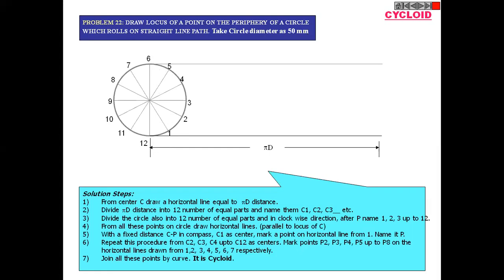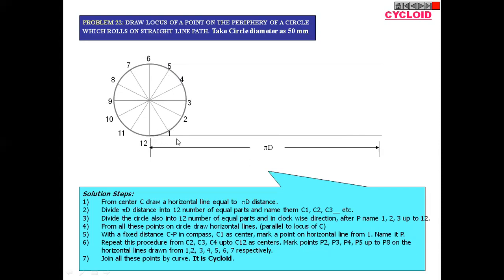Thereafter, give the names in the anti-clockwise direction, because this circle will roll in the clockwise direction and move from left to right. Correspondingly, you have to give the numbers of the different divisions of the circle compulsorily in the anti-clockwise direction. Now consider this circle divided into 12 equal parts.